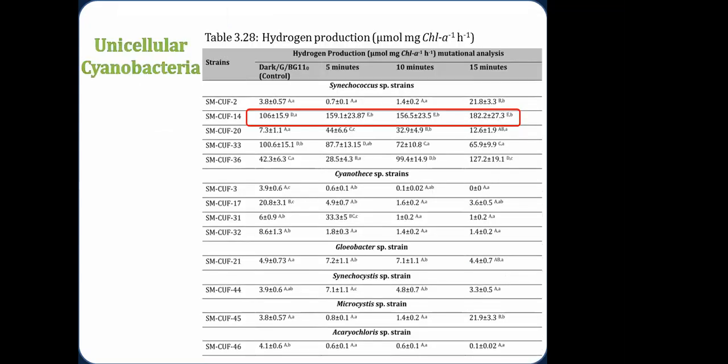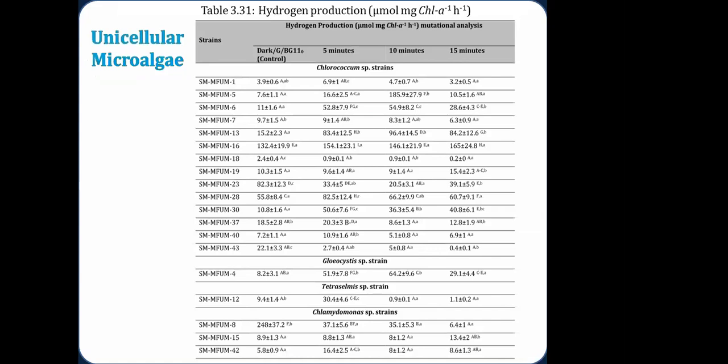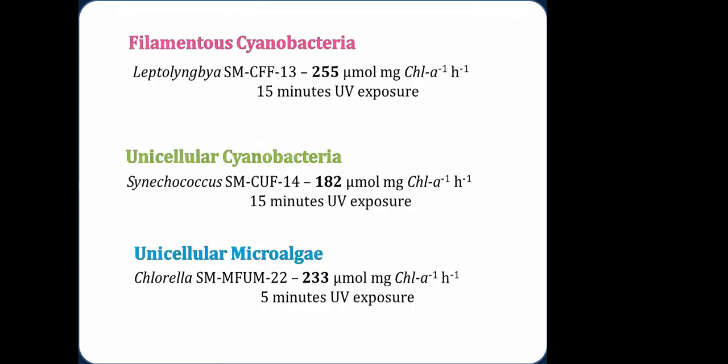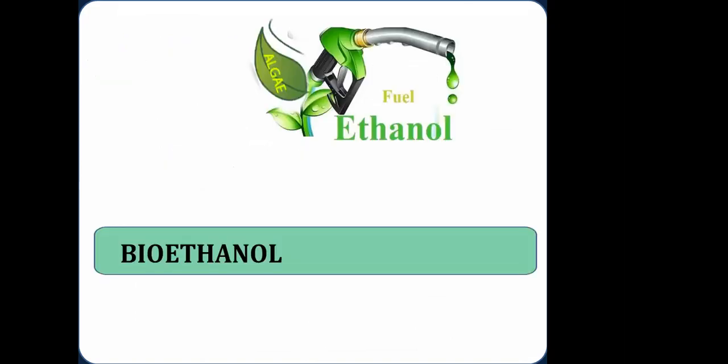So here are the results for the unicellular cyanobacteria, unicellular microalgae, and the summary of the biohydrogen production, even in the presence of the UV mutational analysis. So the highest result was obtained in the case of Leptolyngbya, and among the unicellular cyanobacteria, Cyanococcus, and in the unicellular microalgae, Chlorella showed the highest result for the production of the biohydrogen. So this was the end of the second part of my research work.